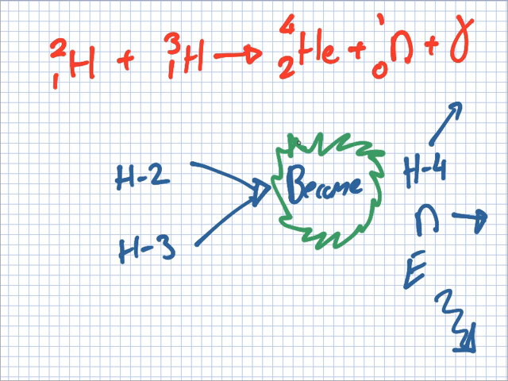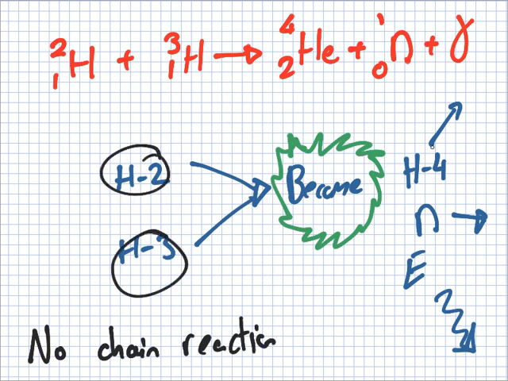So this process is safe because you can see here there's no chain reaction. Here you have H2 and H3, and it becomes H4, and there's no more H2 and H3, so the process can't continue. So the question then is, how do you get the H2 and the H3 to stick together to make the helium and the energy?